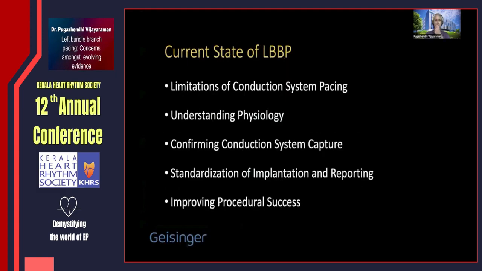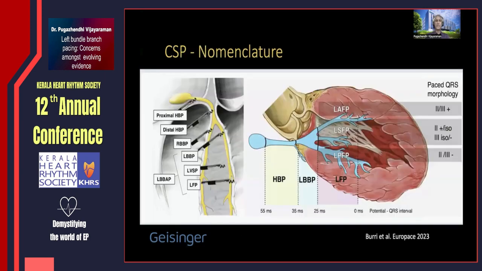Let me talk about the current state of left bundle branch pacing, what the limitations are, and how we understand the physiology of left bundle branch pacing. How do we confirm conduction system capture? Can we standardize implantation and reporting? And how do we improve procedural success? These are all difficulties associated with left bundle branch pacing, even though it's quite popular.